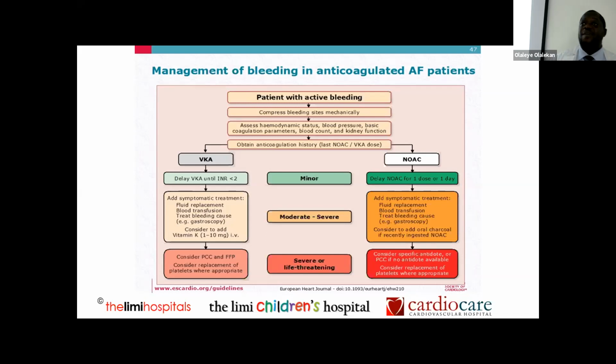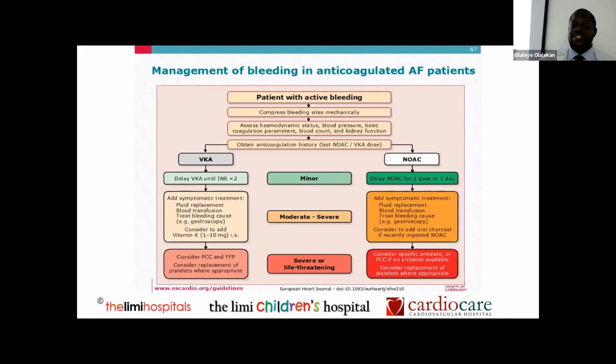So if the bleeding is minimal, you can identify the sites and address it accordingly. Do your PCV, check the kidney function, all those modifiable risk factors. If the blood pressure is not controlled, do that. And for those with moderate to severe bleeding, they may need to be transfused with blood. And depending on what you are using, if you are using warfarin, you may need to give them vitamin K.